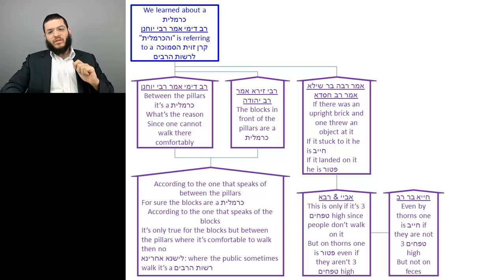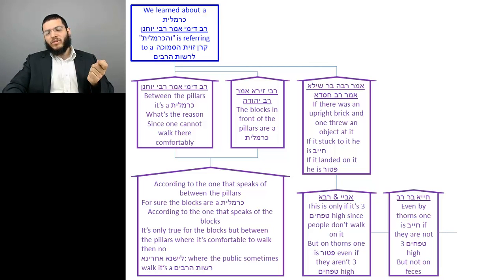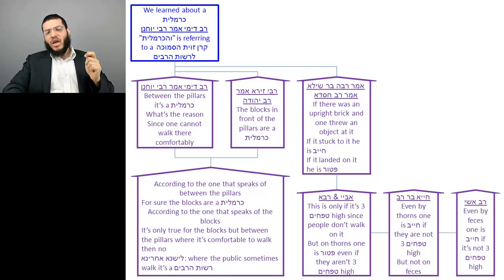But not on feces. Not on feces do we say that a person's chayiv if it's not 3 tefachim high. Rather, even if it's not 3 tefachim high, a person is not going to be chayiv because people will not step on feces, and therefore it's automatically, just by being feces, it doesn't need any height, it's automatically removed from being considered part of the rishus harabim. And on that the Gemara presents the teaching of Rav Ashi that says even by feces one is chayiv if it's not 3 tefachim high.